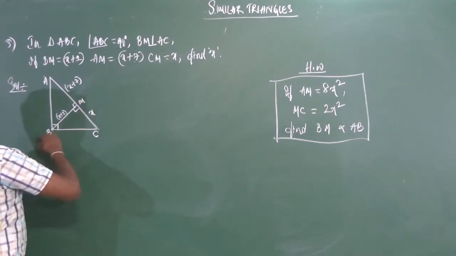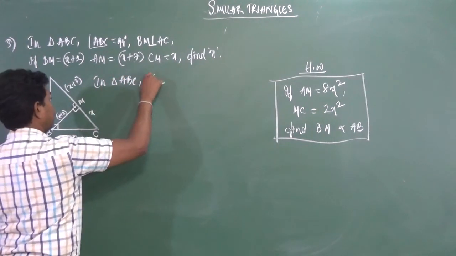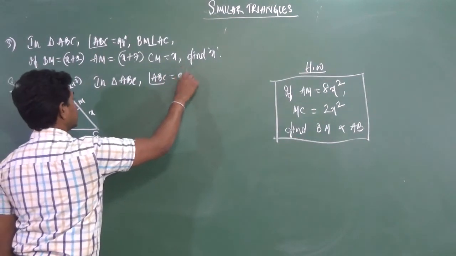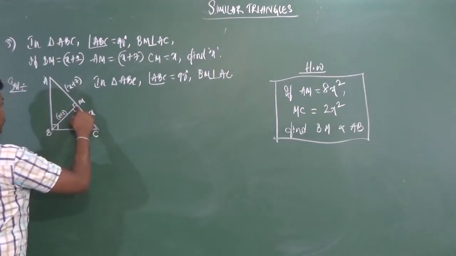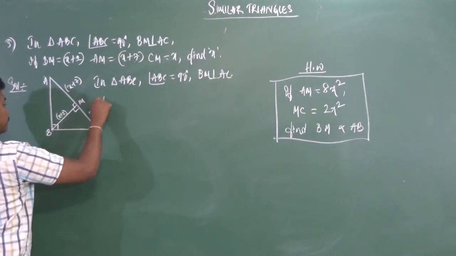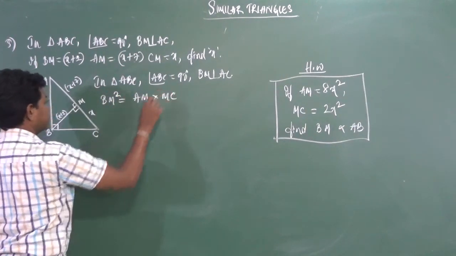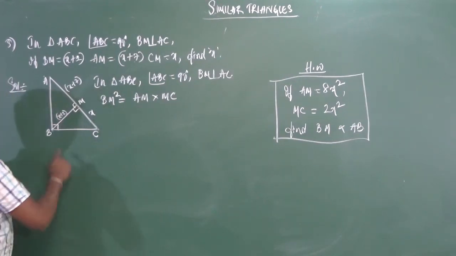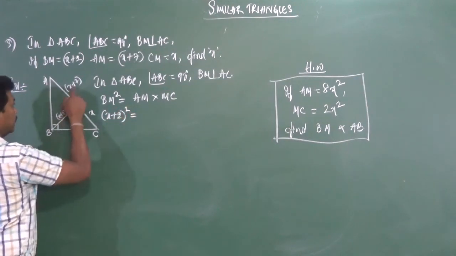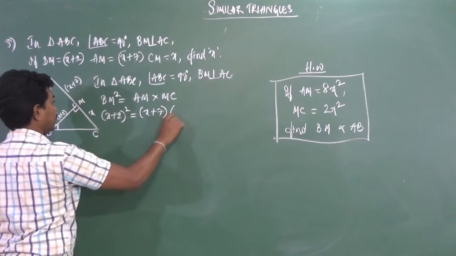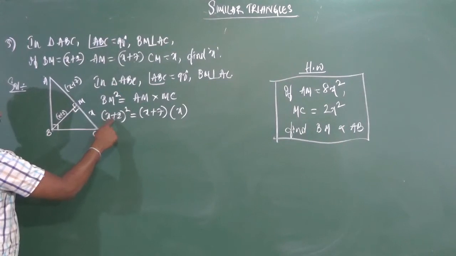Right. So in triangle ABC, angle ABC is equal to 90 degrees. BM perpendicular to AC. Right. So BM square is equal to AM into MC. This is the third corollary we are applying. So BM square, x plus 2 whole square, is equal to AM, x plus 7, into MC, x. So x plus 2 whole square is in the form of A plus B whole square.